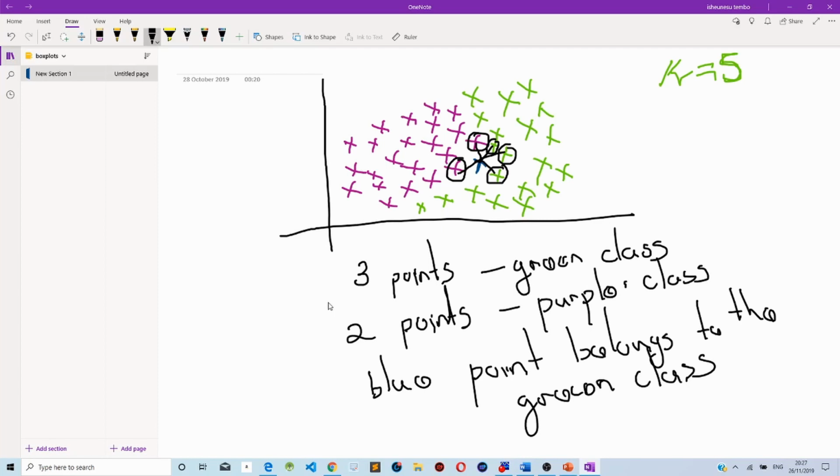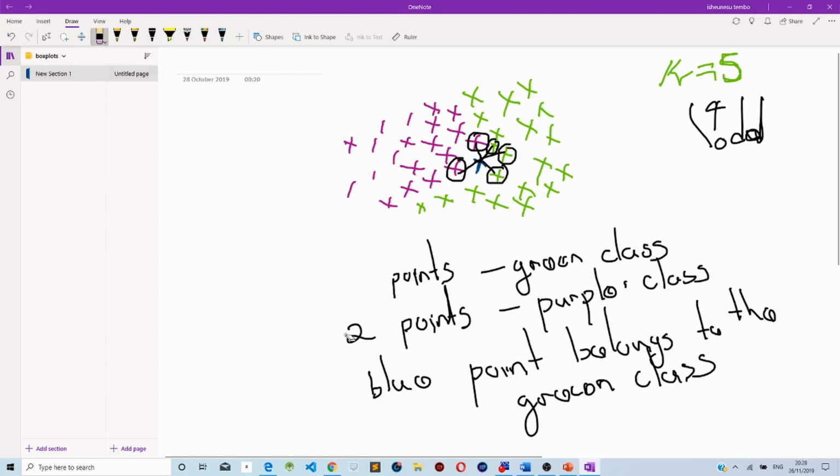The value of k in this case must be an odd number. Because if, let's say, the value of k is 4, there will be a situation where we have 2 points from the green class and 2 points from the purple class. This will cause confusion to our algorithm. So the value of k should always be an odd number.